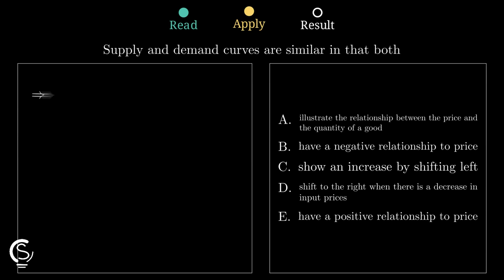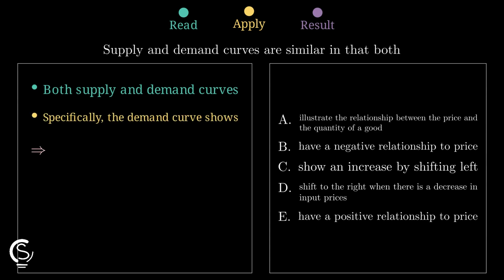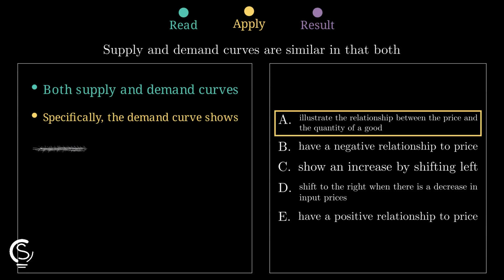Now, separate slope from purpose. Demand usually slopes downward, while supply usually slopes upward, but both still describe how price relates to quantity. That knocks out answers about matching signs. Although the slopes differ, the similarity is the relationship they illustrate between price and quantity of a good.